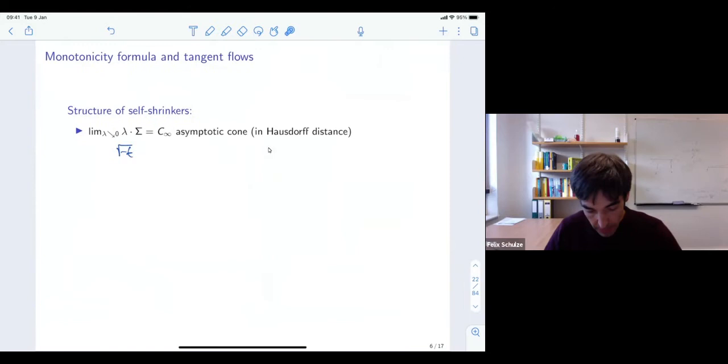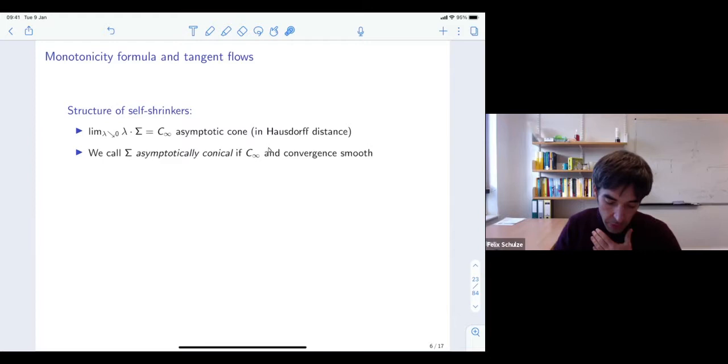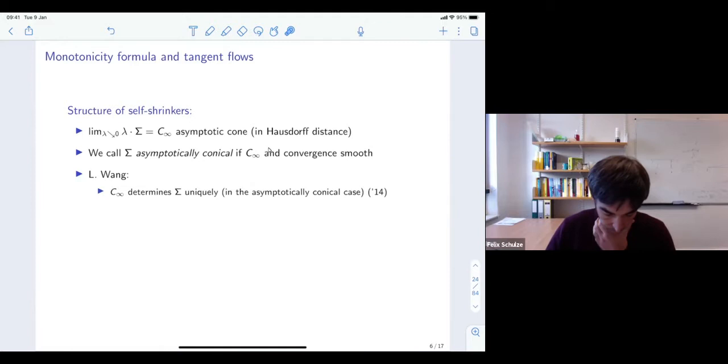Motivated by this picture, we say a shrinker is asymptotically conical if this cone at infinity is smooth and the convergence to the cone is smooth, with multiplicity one. Now, answering your question, there's a result of Lu Wang that this cone at infinity determines the shrinker uniquely, at least any connected component of it. So this means you need to wiggle. Because if it were flat, the only connected smooth shrinker asymptotic to the flat R2 is flat R2.